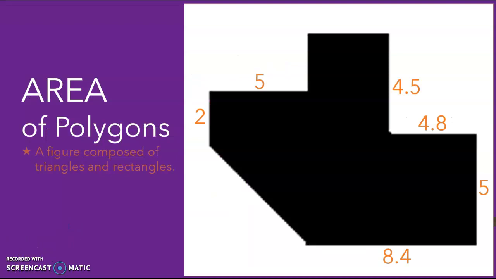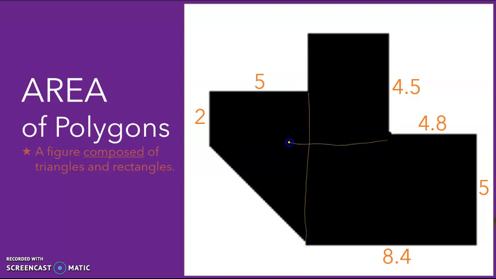To find the area of any figure, you must be able to see the figure composed of or made up of triangles and rectangles. You were able to determine the area of my house and your house by finding the area of each rectangular room and adding them together. You can do the same here. This figure is composed of 3 rectangles and 1 triangle.